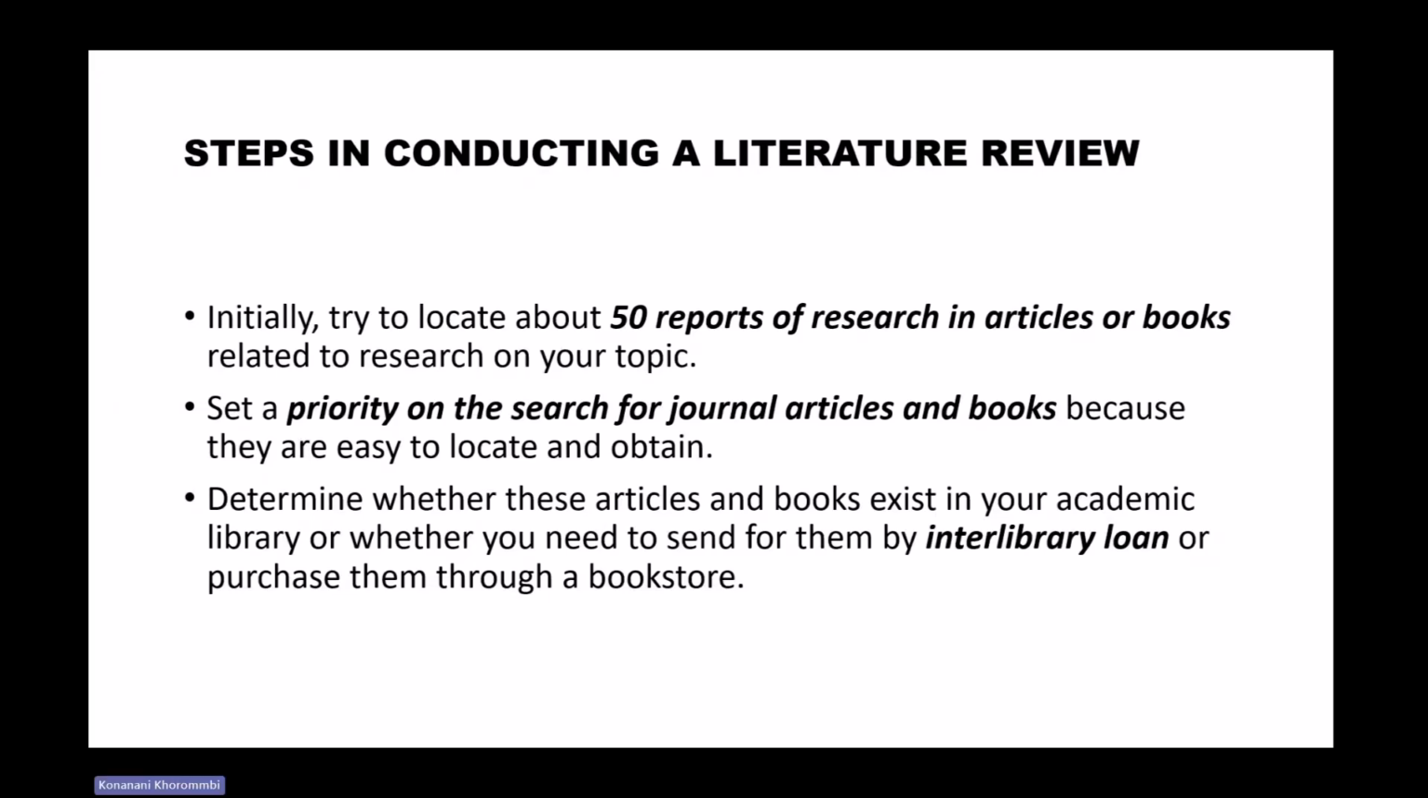But initially, try to locate about 50 reports of research in articles or books related to your topic. Locate at least 50, but set a priority on the search for journal articles and books because they are easy to locate and obtain. Determine whether these articles and books exist in your academic library or whether you need to send for them by interlibrary loan or purchase them from the bookstore.